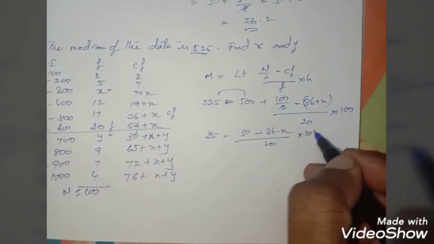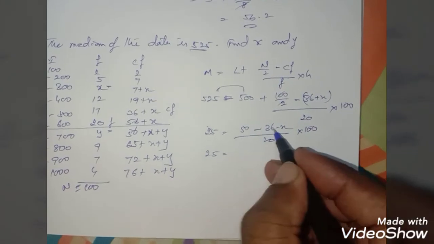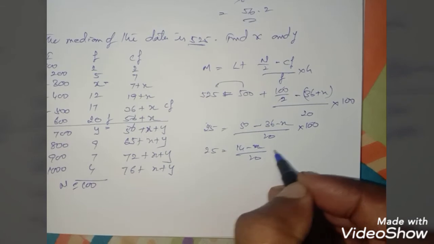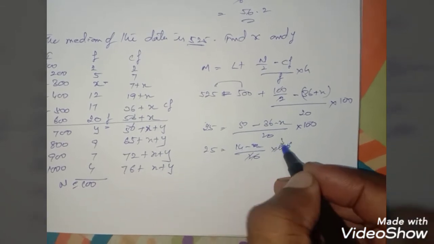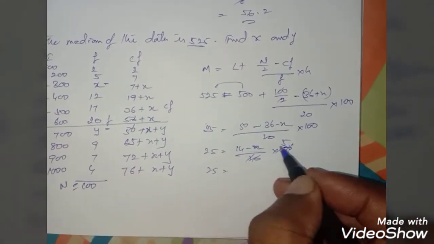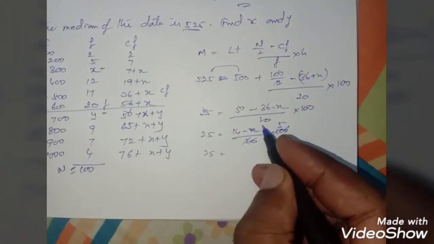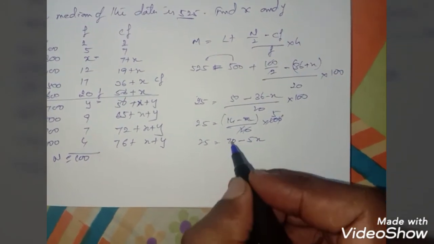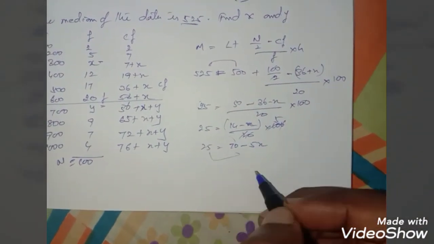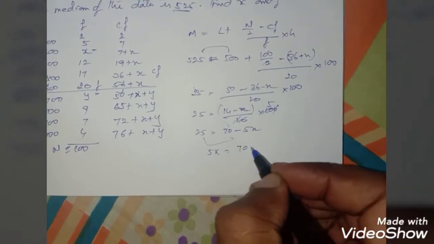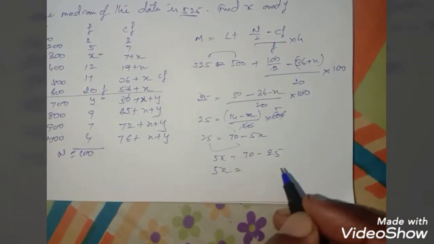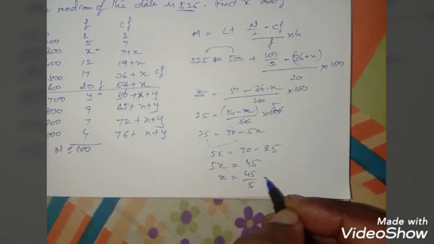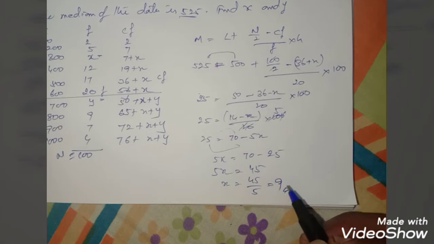Now if I cancel, you'll get 50 minus 36 minus x by 20 into 100. Now here 25 is equal to 50 minus 36, which is 14, minus x divided by 20 into 100. So in this the zeros cancel, 2 5s are 5. Now 25 is equal to 5 times 14 is 70 minus 5x. Now send this 70 or 5x here, send this 25 here. You'll get 5x is equal to 70 minus 25. So 5x is equal to 45. So x is equal to 45 divided by 5, which is 9. So like this we are finding the missing term x.